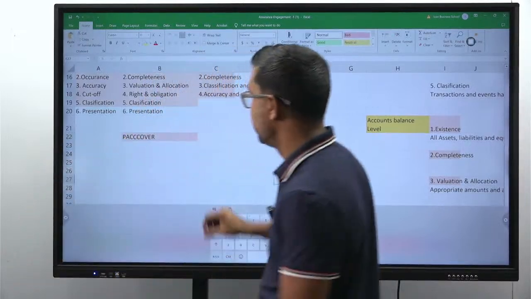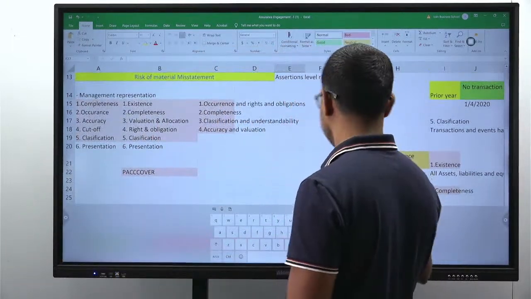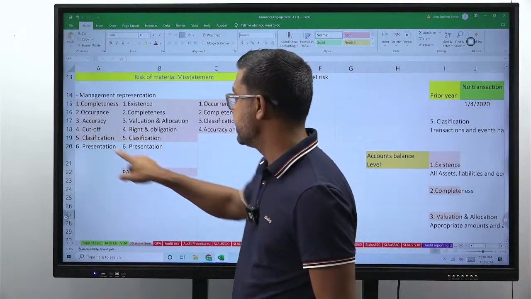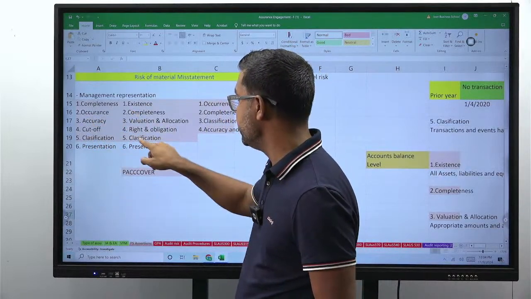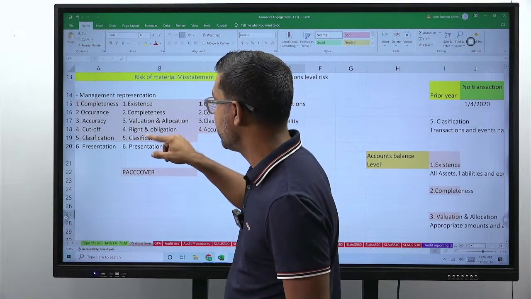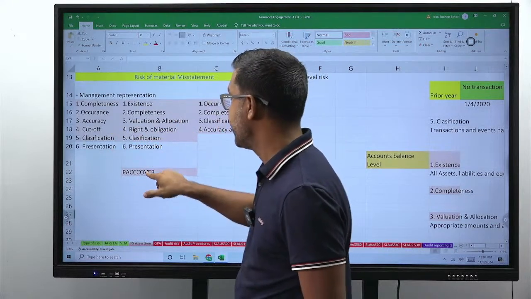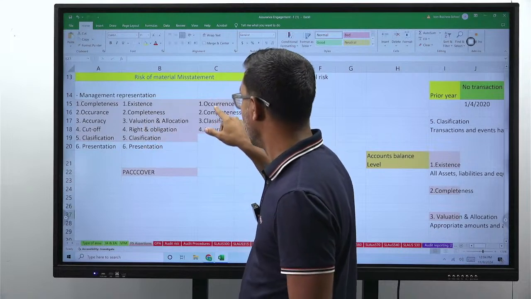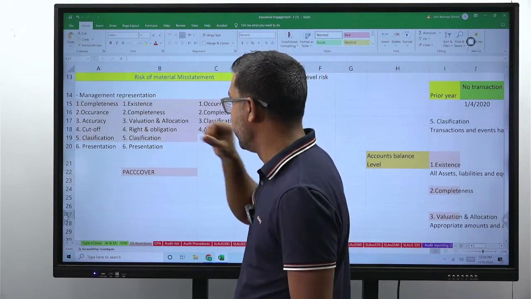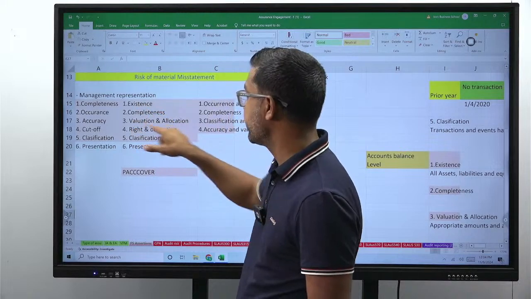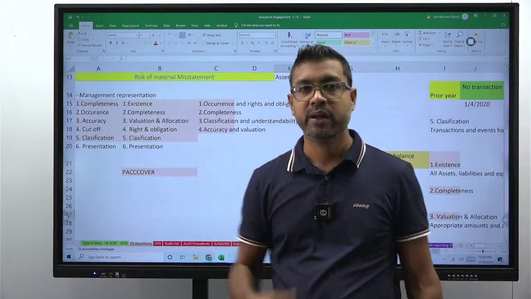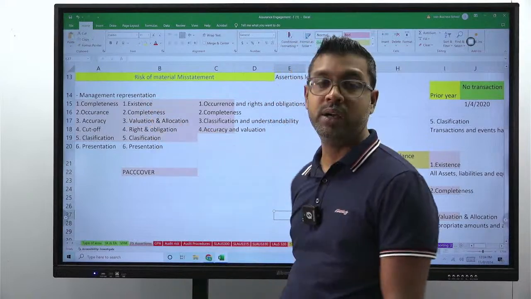Pack cover, right? P means presentation, A means accuracy, 3 C's: classification, completeness, and cutoff, and O means occurrence, V means valuation, E means existence, R means right and obligation. So PACCA is the short form of keeping this assertion in your mind.